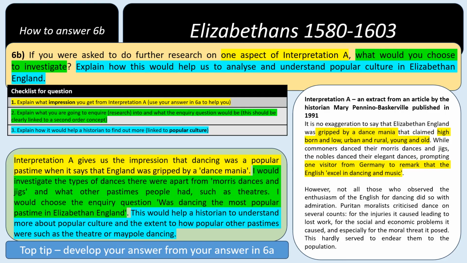I would choose the inquiry question: was dancing the most popular pastime in Elizabethan England? That's a good inquiry question. It links the idea of similarity and difference. And then, so you've done those first 2 parts of the question, and then how would it help a historian find out more? Well, this would help a historian to understand more about popular culture and the extent to how popular other pastimes were, such as the theatre or maypole dancing, for example. Okay, so that's how you would do a question like that.